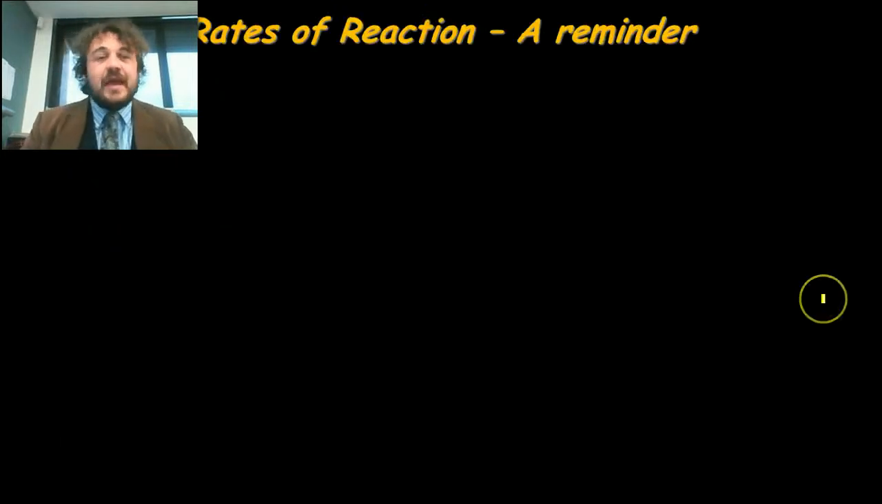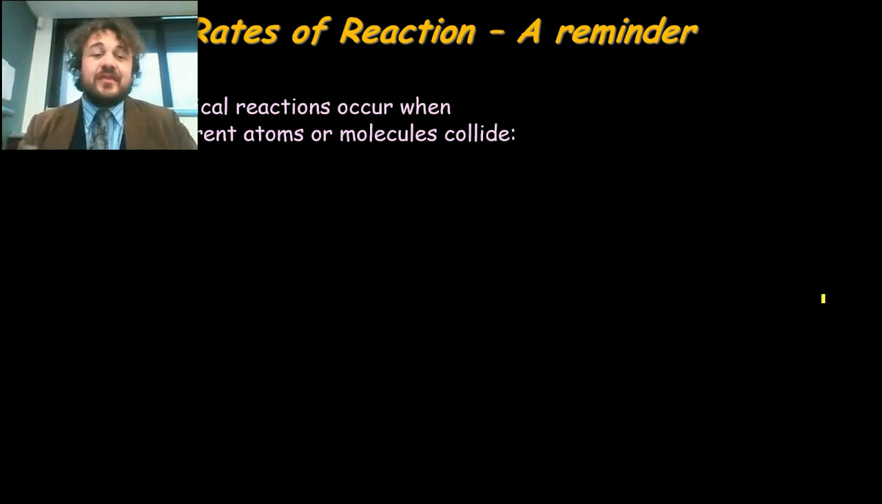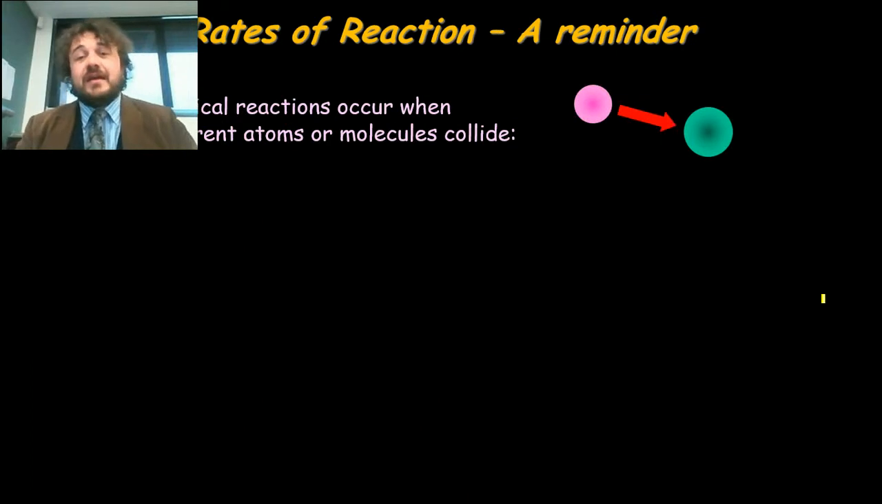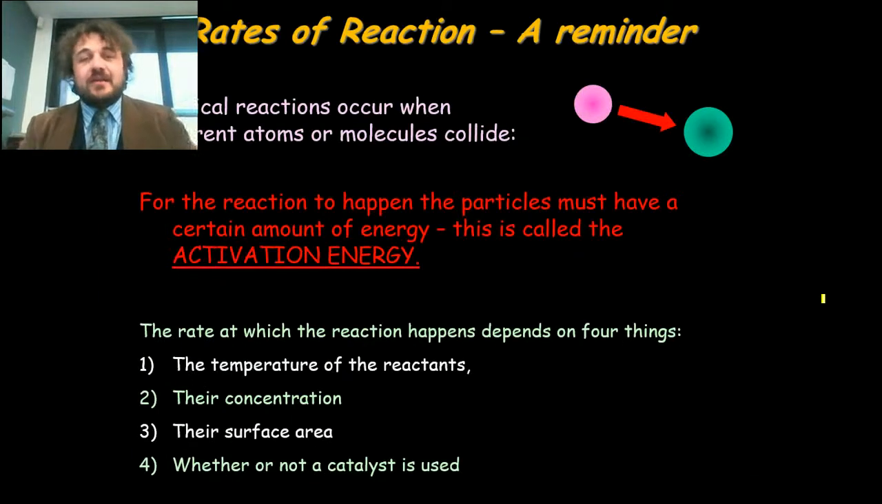Alright, so let's go. Now, just a quick reminder on rates of reaction. Basically, when chemical reactions occur, different atoms and molecules collide. That's called collision theory, and we see one go forward, bang, they hit each other and they combine. Now, for the reaction to happen, it needs to have what we call the activation energy, which is enough energy when they collide for a reaction to occur. All right, there are several things that can deal with that and increase it.